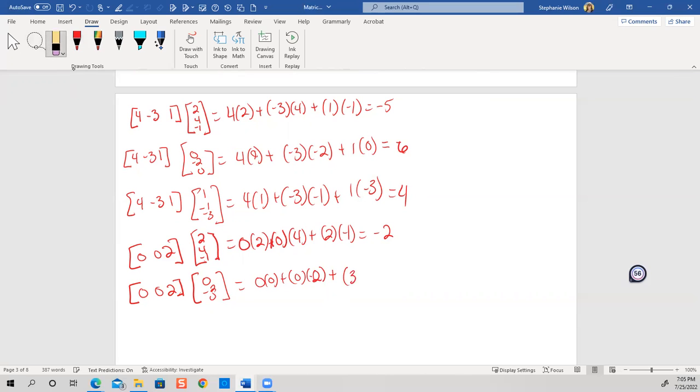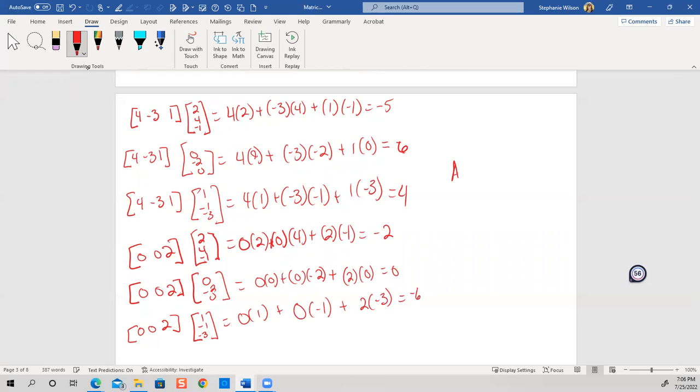Oh, let me clean this up right quick. My handwriting got a little messy right there. So I have 0 times 0, 0 times -2, 2 times 0, 0. Now take row 2 times the third column. So now I'm 0 times 1 plus 0 times -1 plus 2 times -3, which is -6. So now I know what AC is. AC is going to be -5, 6, 4, -2, 0, -6.